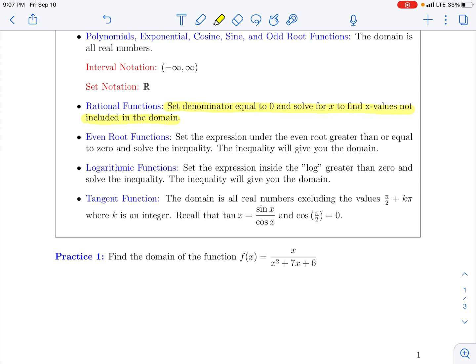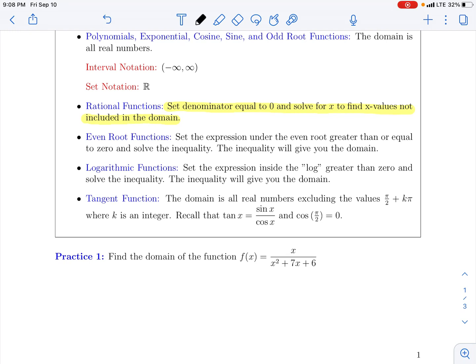Because whatever x values I find when I set up that equation, basically I'm saying that when I plug x back into the function, you're going to get something divided by 0, and so that's a big issue there. So whatever x values you find when you set up that equation are the x values not included in the domain. And then otherwise, the function is defined everywhere else except for those excluded values.